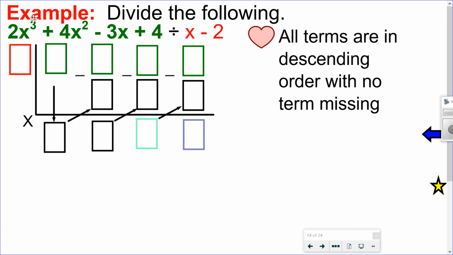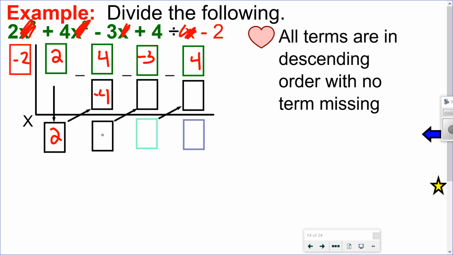So let's erase all of our x values. And we're only going to use our numbers. So instead of dividing by x minus 2, I divide by negative 2. And here I have a 2, a 4, a negative 3, and a 4. So I shouldn't have scratched that one off because that didn't have a variable. There we are. Okay, so we bring this down as 2, multiply negative 4.